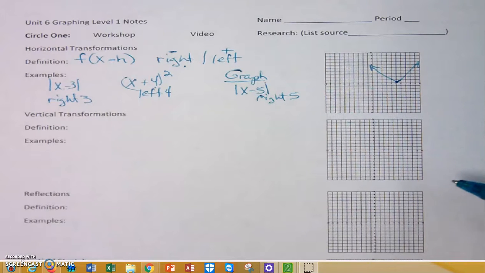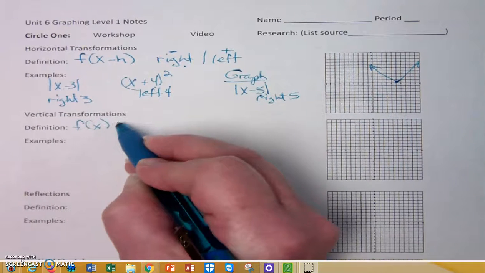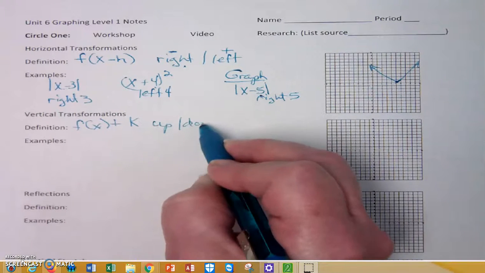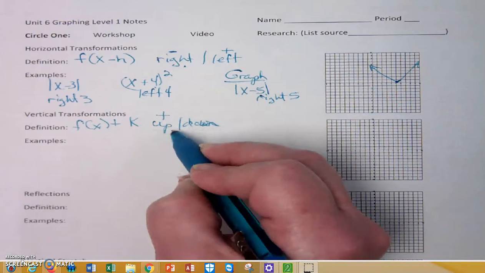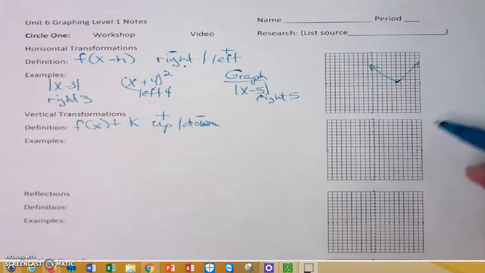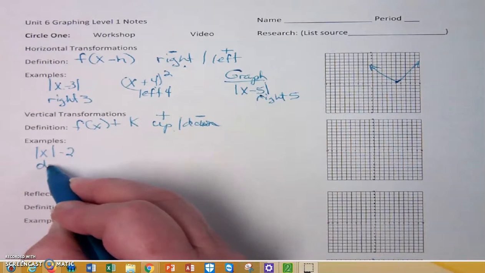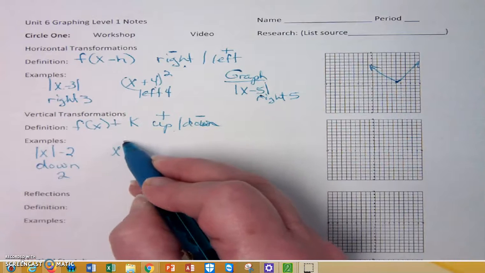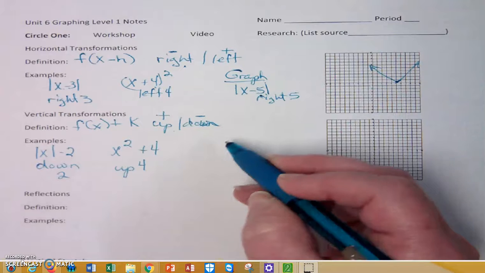Vertical transformations. That's whether you go up or down. So function f of x plus k. We've been using k to tell us whether we are going to go up or down. And it's going to be exactly what you think. If it's positive k, you're going to go up, and if it's negative k, you're going to go down. So if you have the absolute value of x minus 2, you're going to go down 2. If you have x squared plus 4, you're going to go up 4.